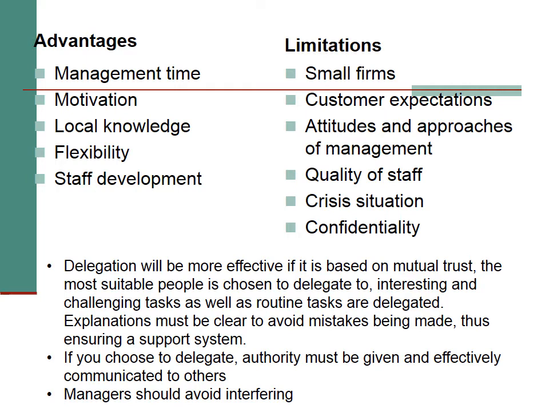So to be most effective, these are some of the key things that you need to look at. So it's based on mutual trust. Is there trust between the managers and the employees? The most suitable person is chosen to delegate to. So not because it's your friend, but because they have the skills and the time and the initiative to perhaps carry out the task to the best of their ability. You've got to delegate interesting and challenging tasks as well as the routine, boring ones. Don't give them away just because they're run-of-the-mill and you can't be bothered anymore. Remember, it is supposed to be a motivational tool.